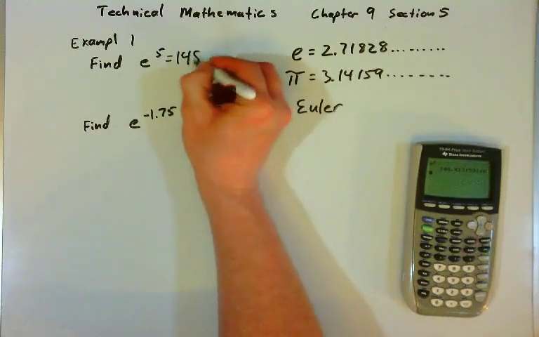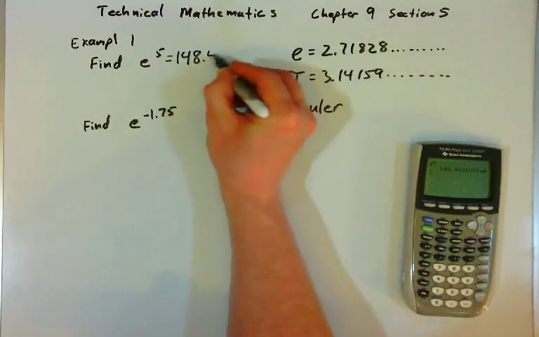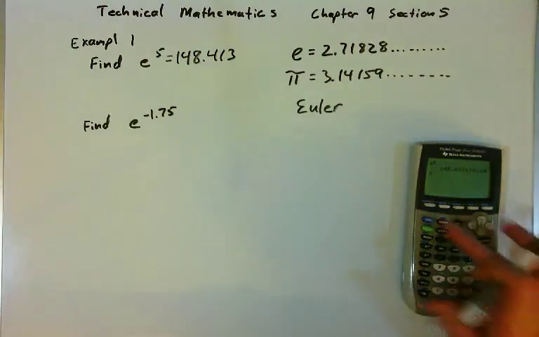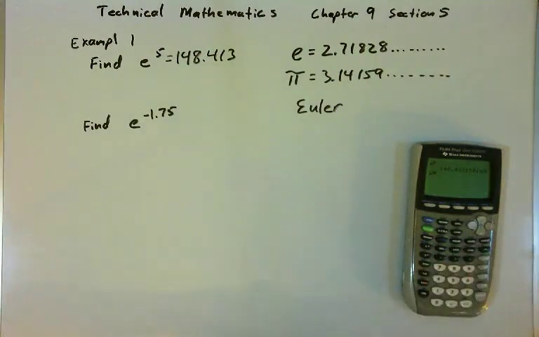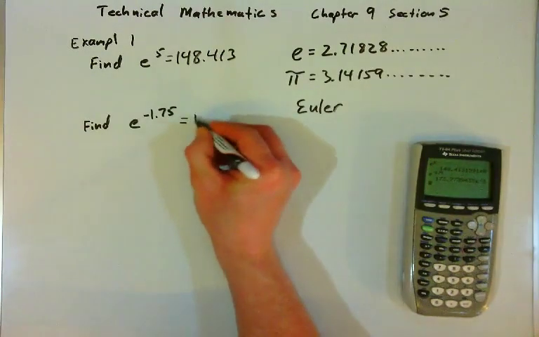148.413. I can do the same thing, second, e to the x, negative 1.75. And so e to the negative 1.75 power is 173.774.